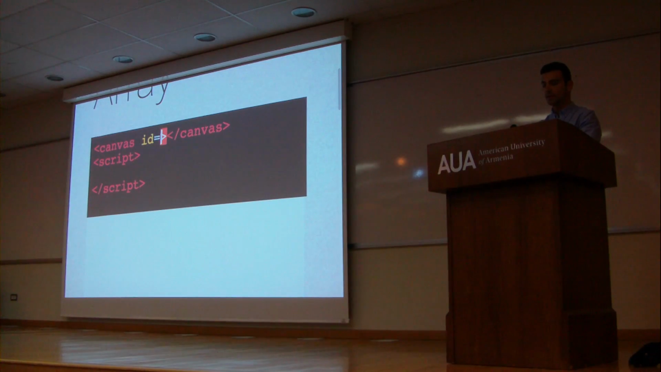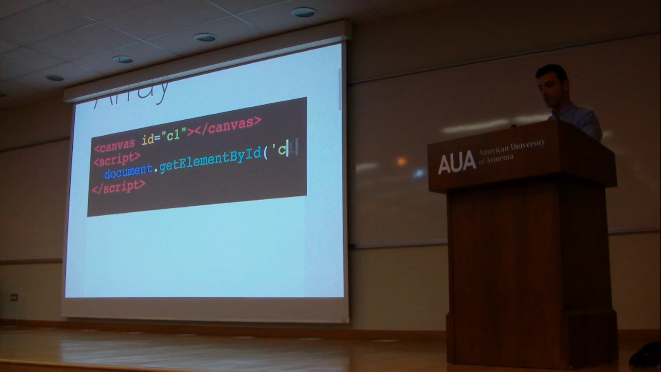How do I do that? I give it an identifier, let's call it C1. Okay, and now here, what do I write? I say document, the HTML god, getElementById. Get the element that has the ID of C1. Okay, and that will return to me, hopefully, a canvas element.